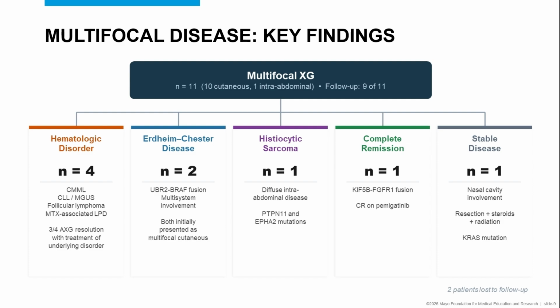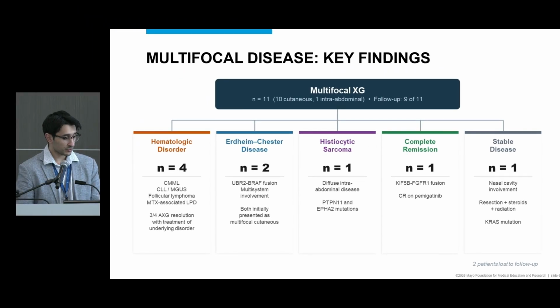2 patients were later diagnosed with Erdheim-Chester disease. Both of these patients had BRAF mutations, and 1 patient underwent Erdheim-Chester disease specific treatment and had resolution. 1 patient with the diffuse intra-abdominal disease was diagnosed with histiocytic sarcoma down the line. 1 patient with an FGFR1 fusion was started on pemigatinib and then achieved complete remission. And then 1 patient who had some nasal cavity involvement had resection, steroids, radiation, and they had relatively stable disease, and they had a KRAS mutation.